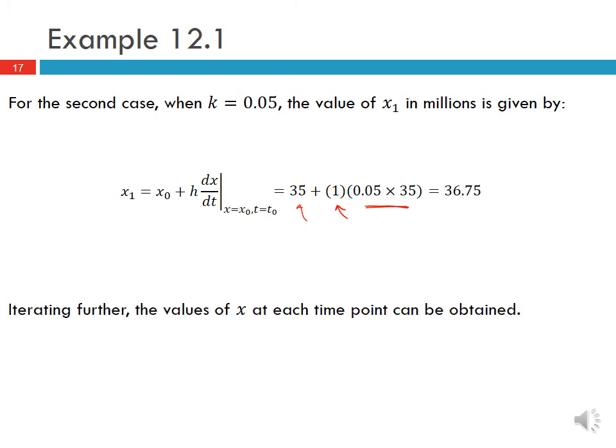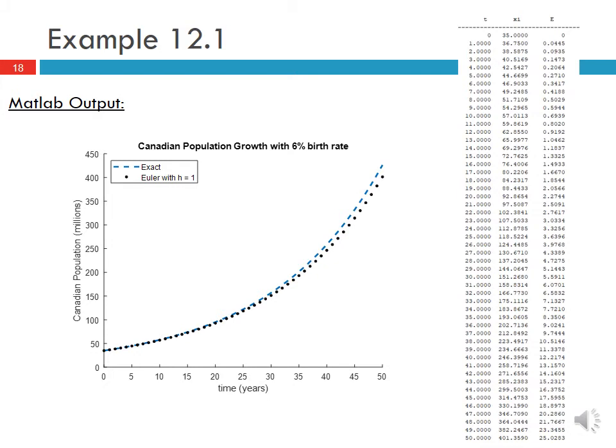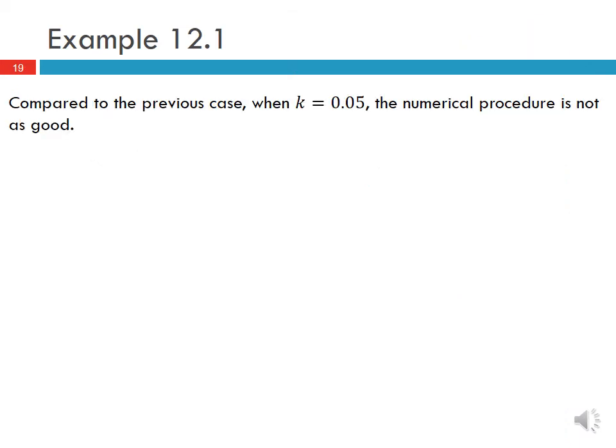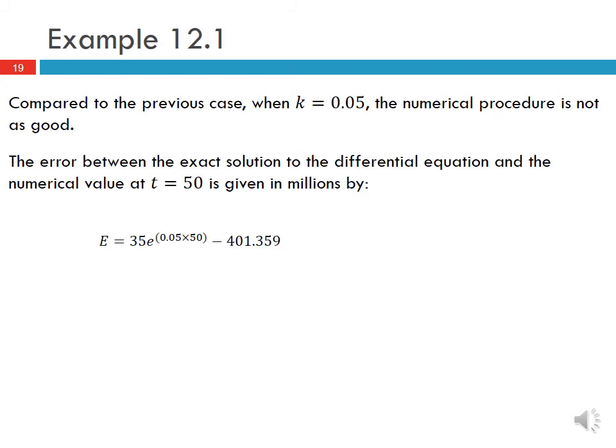And we can follow the same procedure and iterate further to find the values of x at each time point. So this is the output produced by the MATLAB function. And as you can see, the estimate of the population growth is not as good with h equal to 1 as it was in the previous case. So compared to the previous case, the error is a little bit higher.